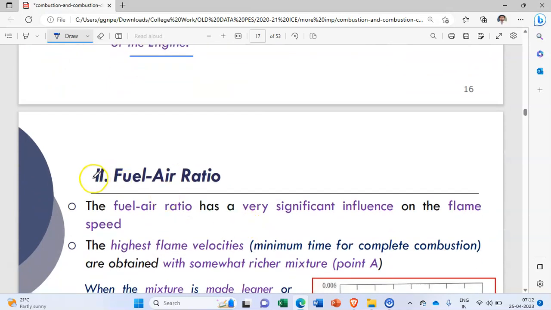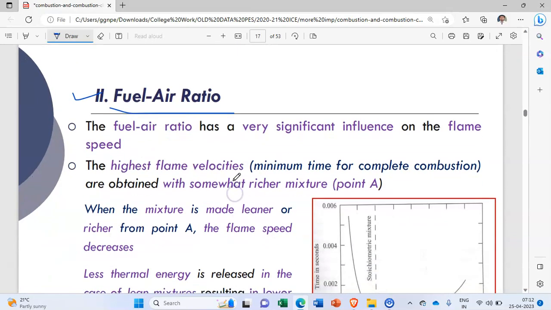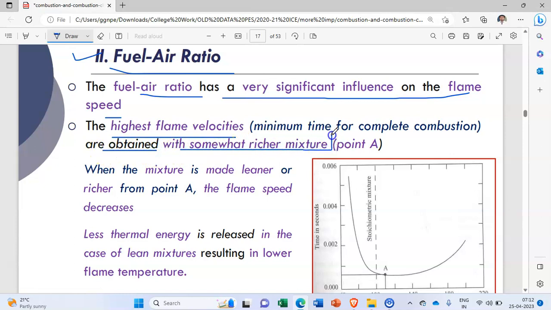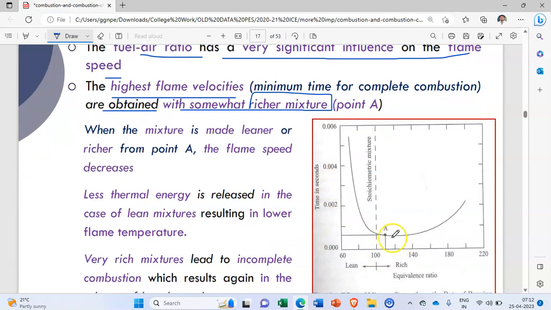Now the next parameter, that is fuel air ratio. What is this fuel air ratio? We have already discussed this fuel air ratio. There are three types of fuel air ratios: stoichiometric ratio, a rich mixture, or a chemically lean mixture. Now the fuel air ratio has a very significant influence on the flame speed. The highest flame velocities are obtained with a somewhat or slightly richer mixture. So if you see here, this is a lean mixture and this is the richer mixture. Okay, and what is this?